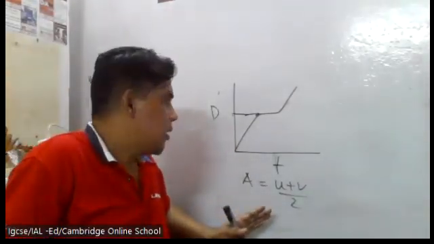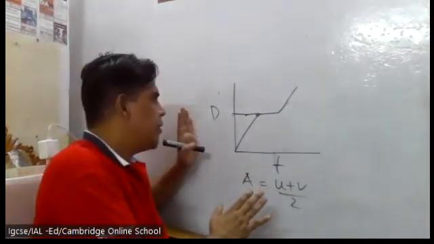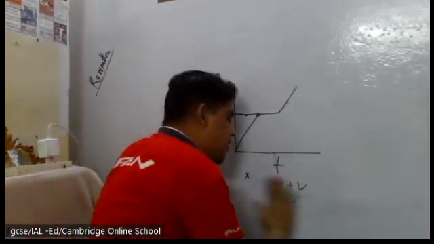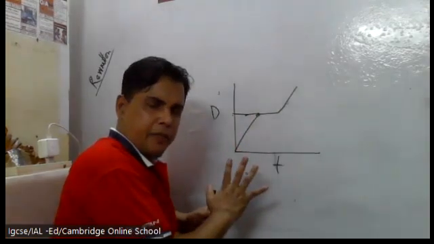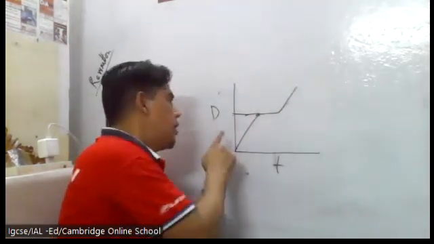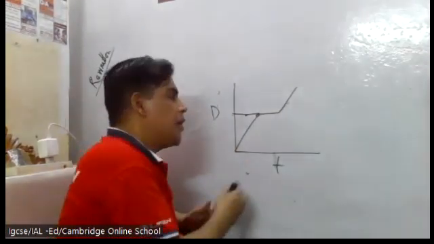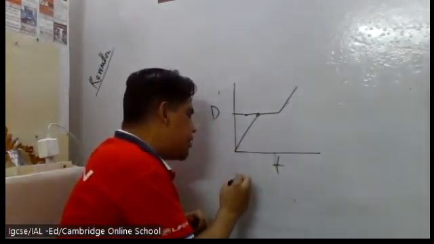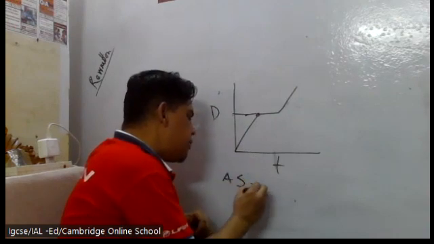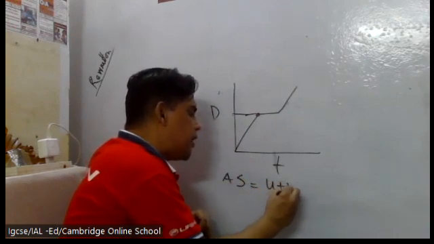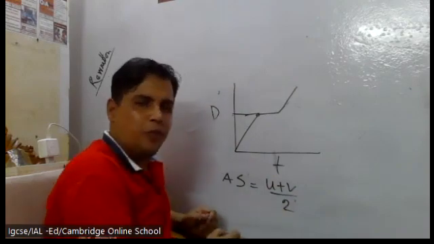Dear student, in this graph, average speed has been asked. I told you, if this is a speed time graph, the formula for average speed is equal to u plus v upon 2.